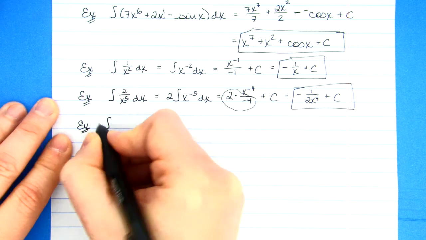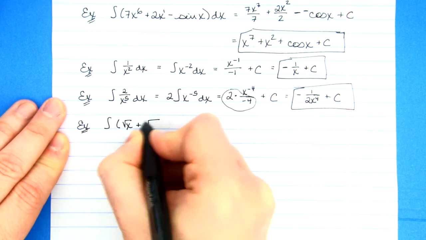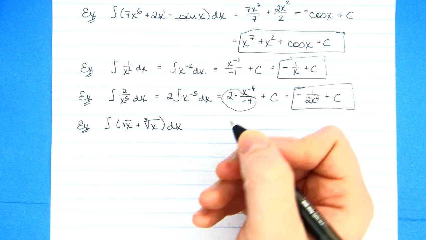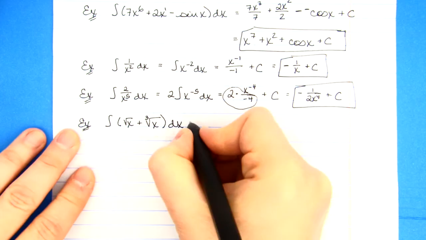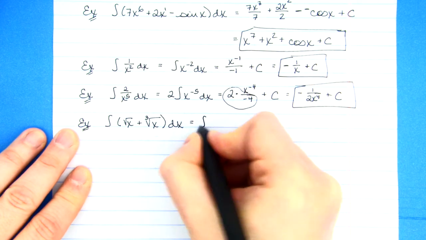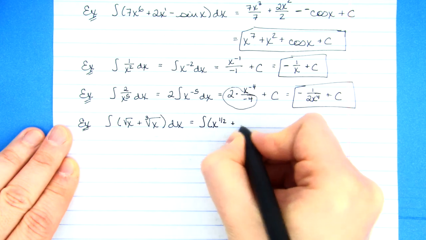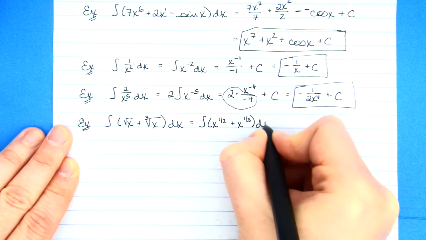What if I want you to do the integral of the square root of x plus the cube root of x dx? How are you going to rewrite this problem? Same tricks as our derivatives. I can rewrite this with some fractional powers, so I'm going to get the integral of x to the 1/2 plus x to the 1/3 dx.